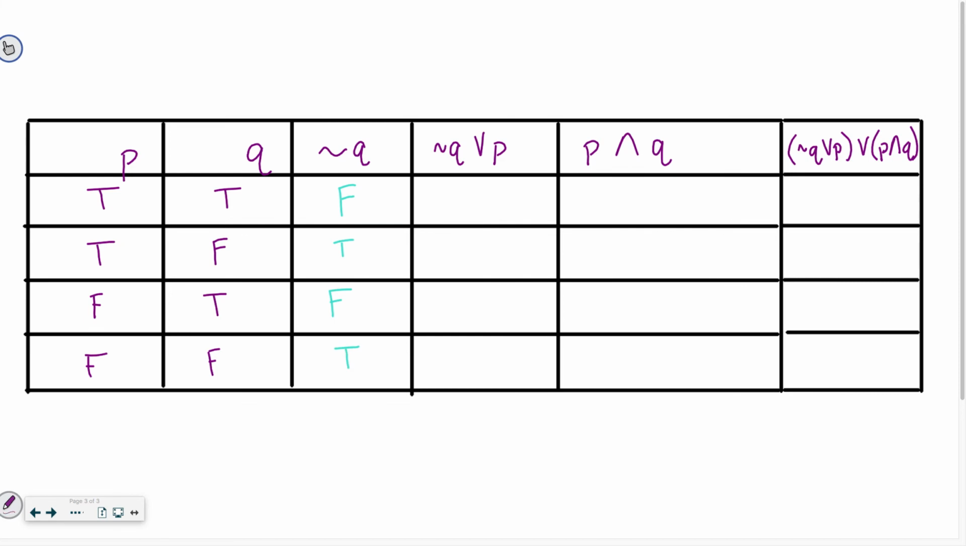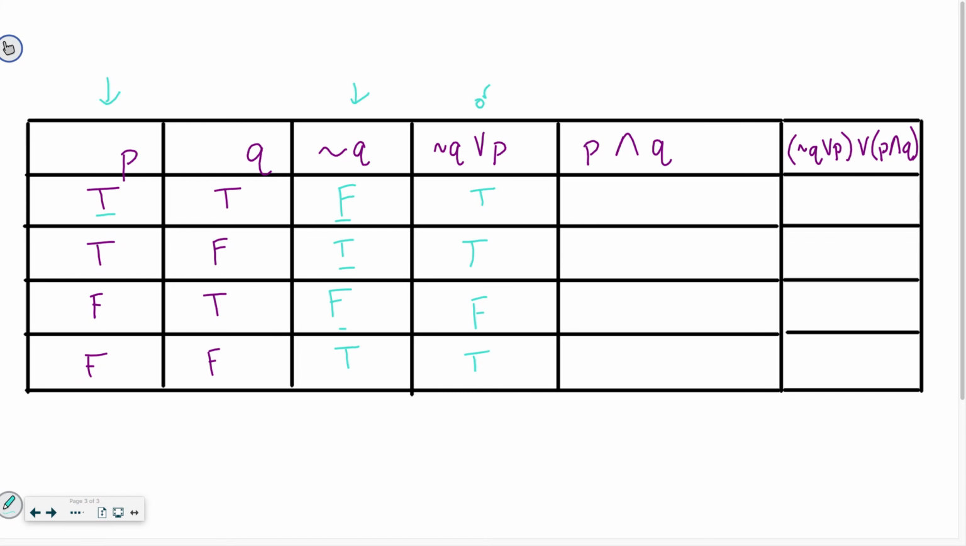Now I'm looking at the negation of Q or P. So I'm looking at the first and third columns. In or, I just need one true to be true. So true, false, that's true. True, true, that is true. False, false, that's going to give me a false. And false, true, that gives me a true.